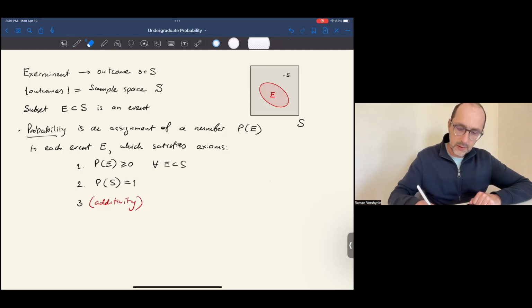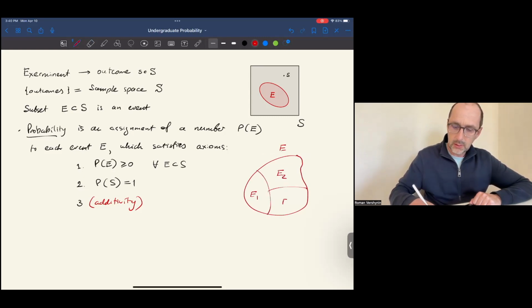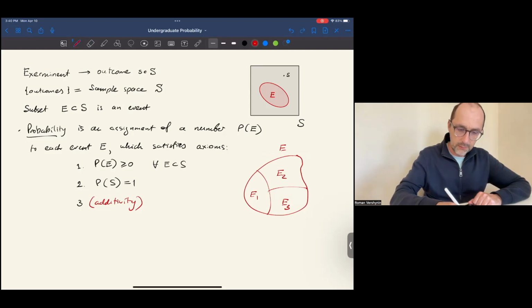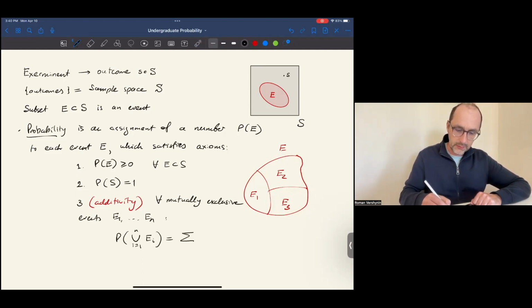It says that if we decompose an event E into mutually exclusive events, then we can compute the probability of E by summing the probabilities of its parts. For any mutually exclusive events, E1 through En, the probability of their union equals the sum of their probabilities.